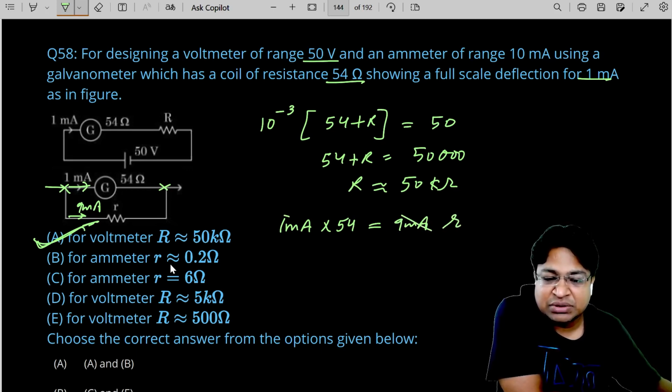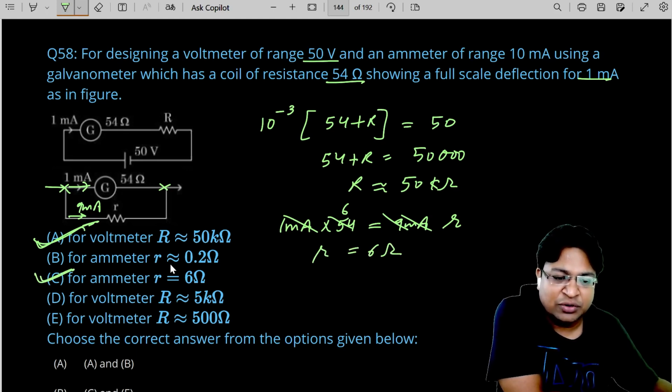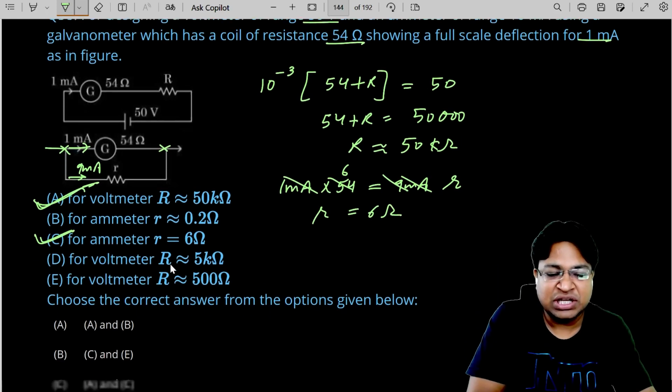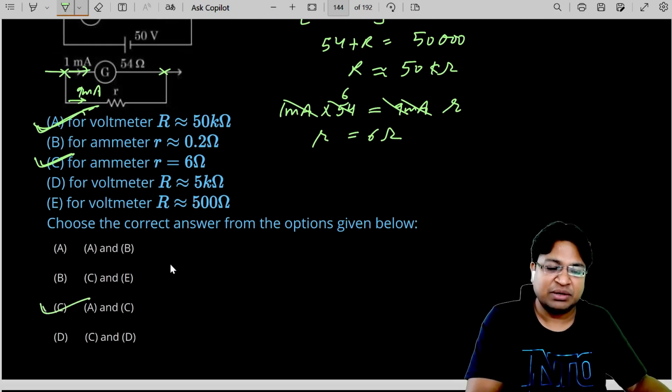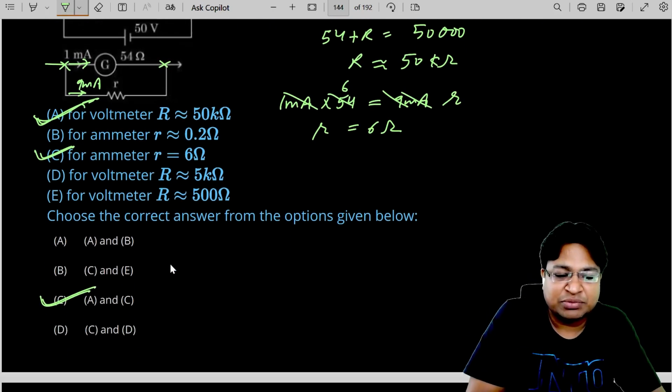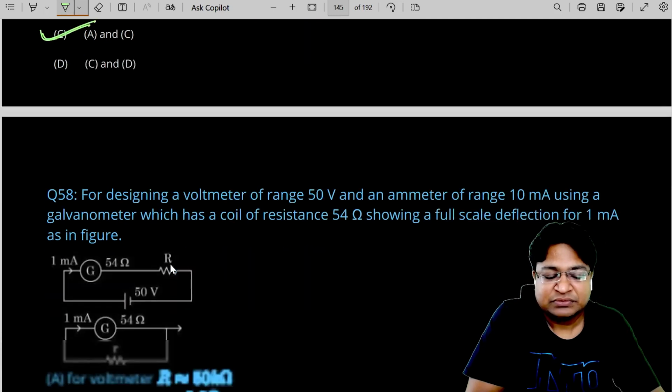So milliampere gets cancelled with milliampere, 9 gets cancelled, and here we get 6. So the value of R is 6 ohms. Okay, so this looks correct. So out of these options, A and C are the correct options, and therefore option C will become the answer, because it says that the correct options are statement A and statement C.